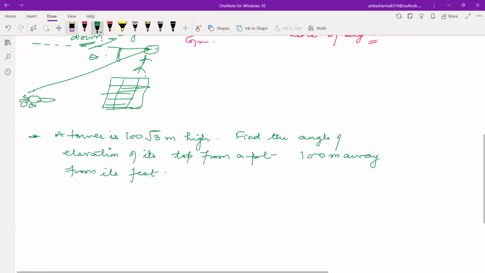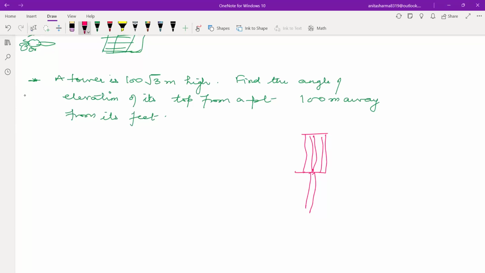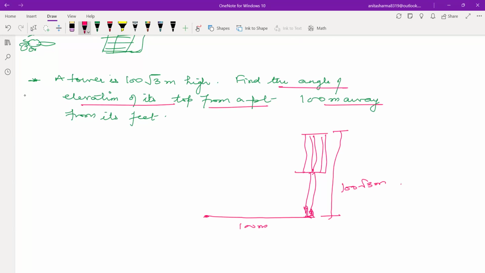So see, the tower is there, so you can draw a tower. The tower stands vertically on the ground, beta, right? It will be a vertically straight line, and the height of the tower is 100 root 3 meter. And they are saying, find the angle of elevation from a point 100 meter away. So its feet is this. 100 meter away means this point is 100 meter away from its feet.